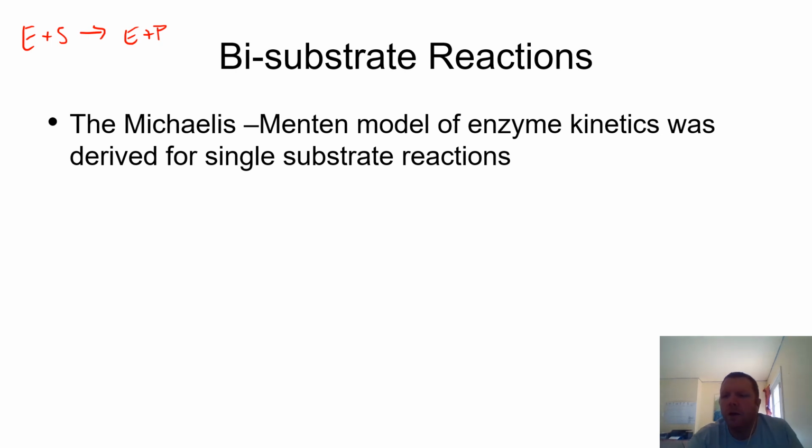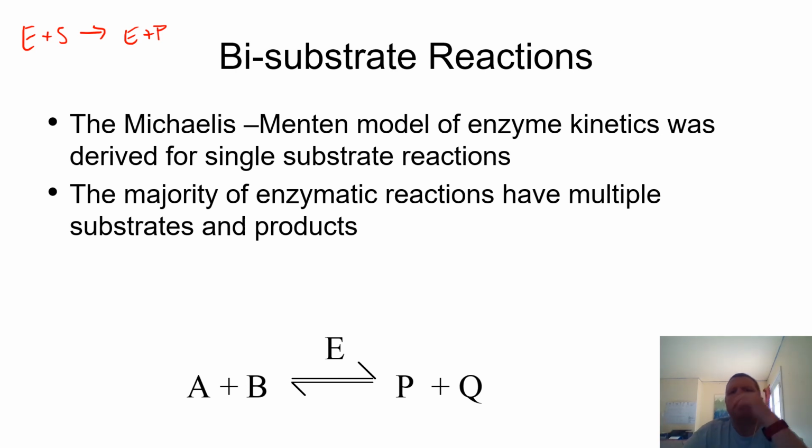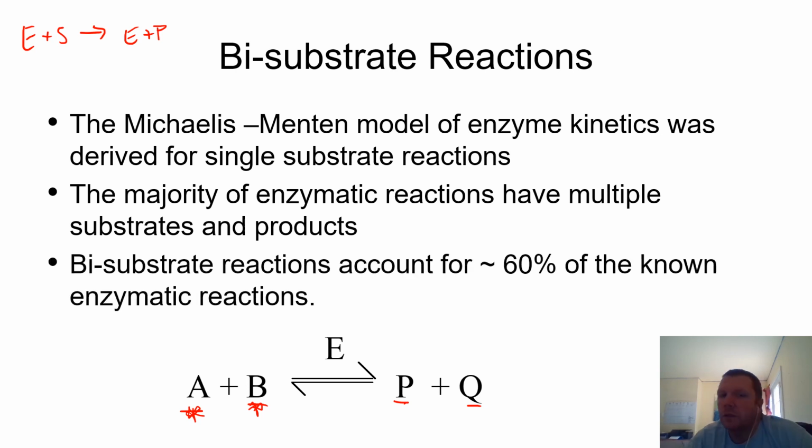But more times than not, you're going to have an enzyme that has multiple substrates. The majority of enzymatic reactions have two substrates. In this display down here, we've got A and B as our two different substrates, and E is our enzyme that is going to produce two different products. We've got two substrates underlined in red with a star-ish structure there, and our two different products that are going to be produced by our enzyme. Bi-substrate reactions account for 60% of known enzymatic reactions.